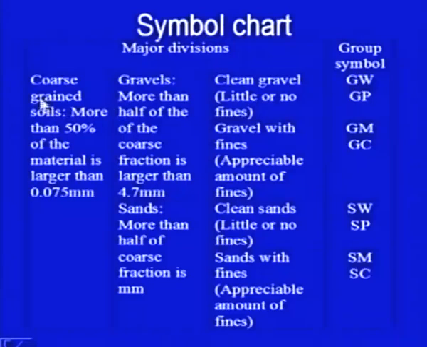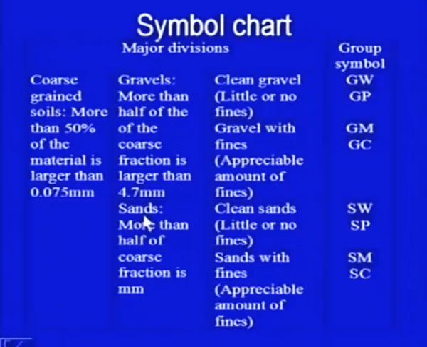For example, coarse grained soils. The coarse grained soils will be soils which have more than 50% of the material larger than 0.075 millimeter. So, this has to be decided based on the sieve analysis. Under coarse grained soils there can be gravels: clean gravel, GW, well graded gravel, then GP, poorly graded gravel, gravel with fines, GM means gravel with non-plastic fines, GC, gravel with plastic fines.